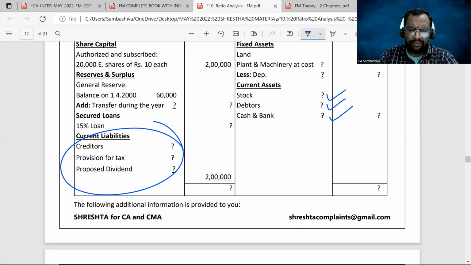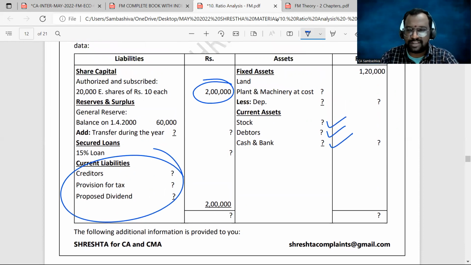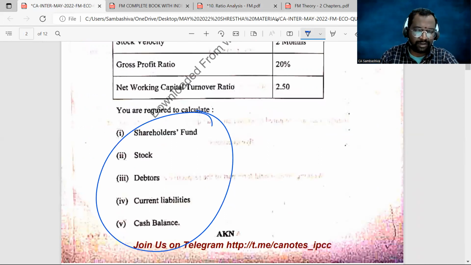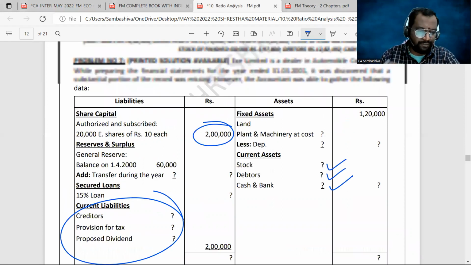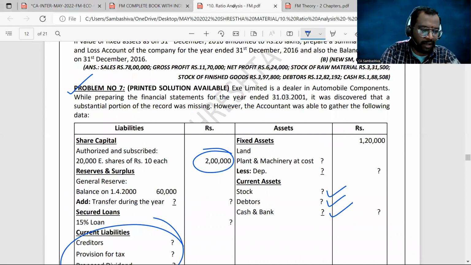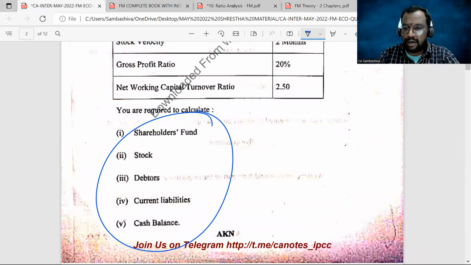The only difference is that in our material the shareholders' funds is given directly in the question, but in the examination question, we were asked to find the shareholders' funds. The rest of the question is the same. So if you have prepared this problem number 7 thoroughly, this question number 1 of the May 2022 question paper is very easy. Next.